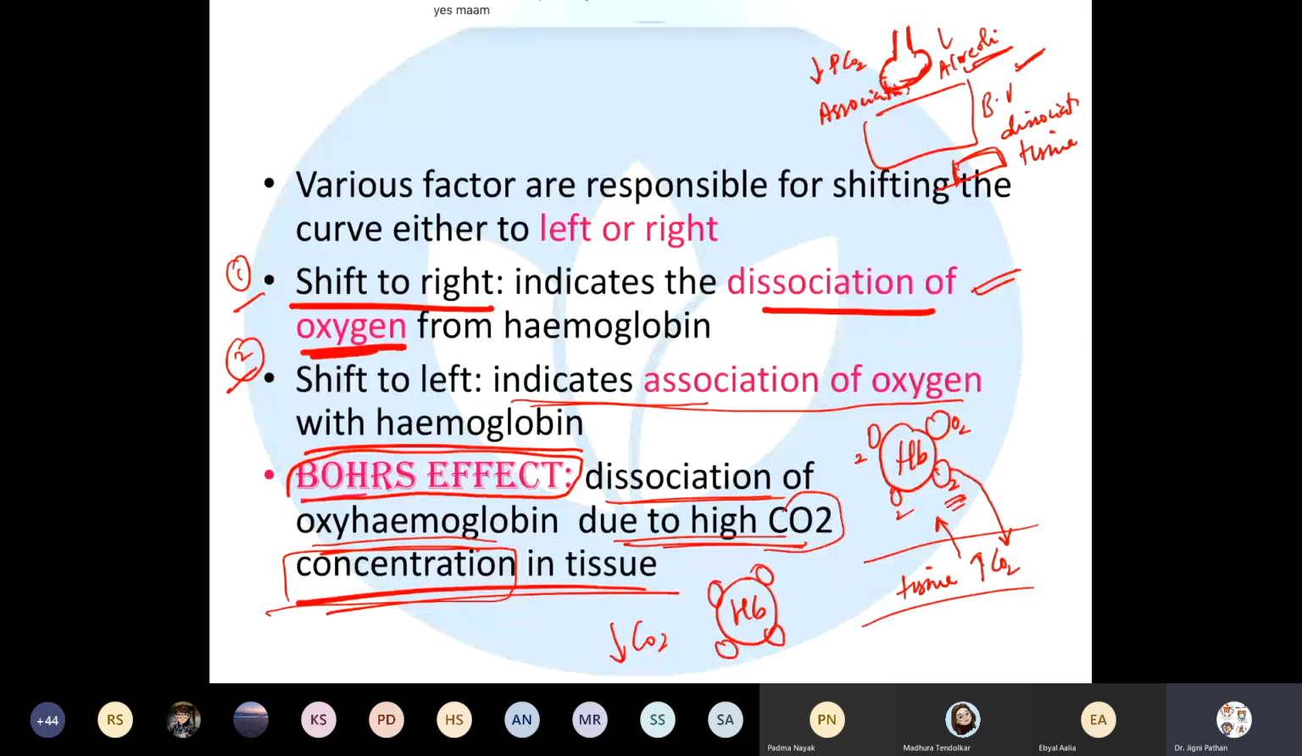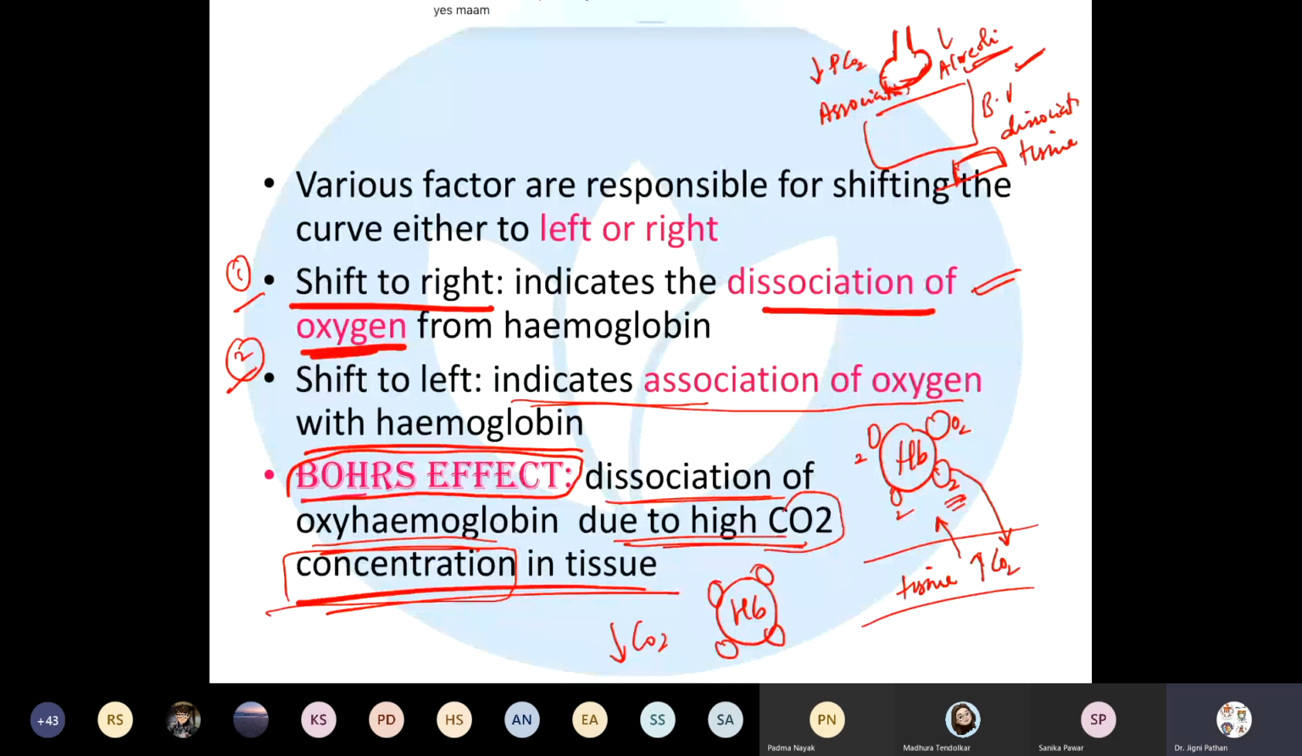Ma'am, could you please explain the last point you said just now? Any doubts to anyone there? Yes, you got the point. What did I say? Okay. So this is the Bohr's effect. Okay, remember Bohr's effect?